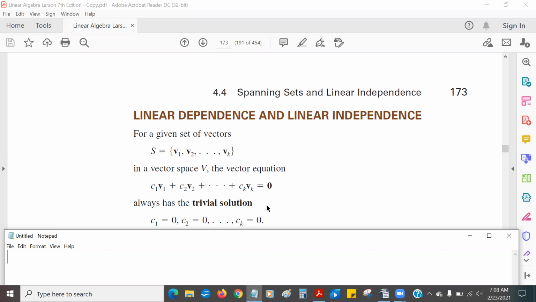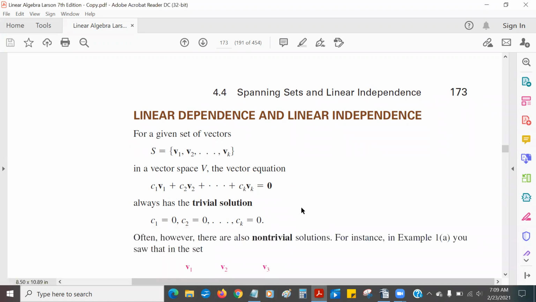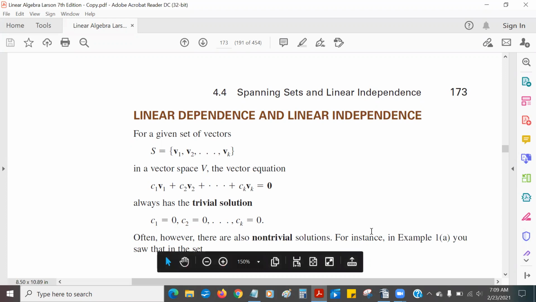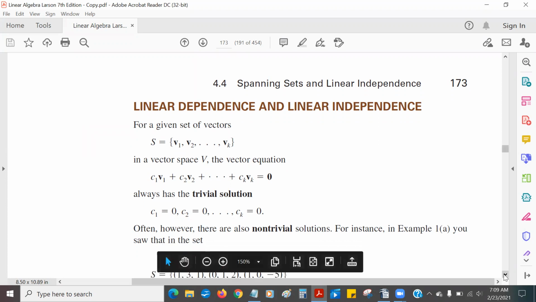By the way, notice that over here we have a bold 0, and here we have a not bold 0. The difference is this is the 0 vector, and this is the scalar number 0. Now, sometimes there are going to be non-trivial solutions, meaning where they're not all equal to 0. Let's look at an example of that.